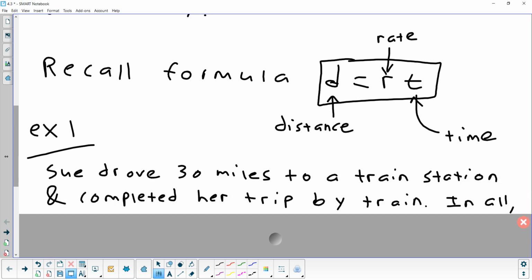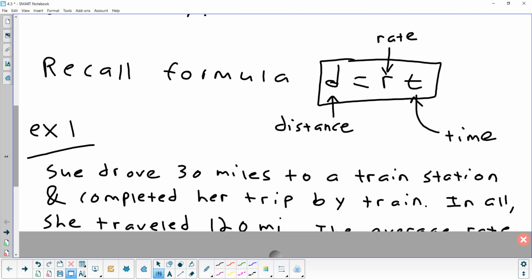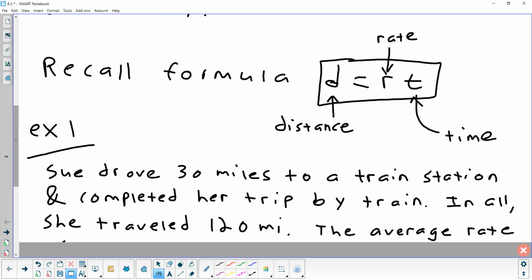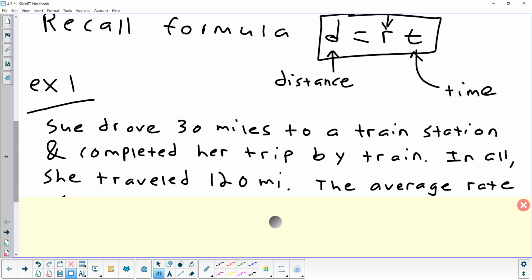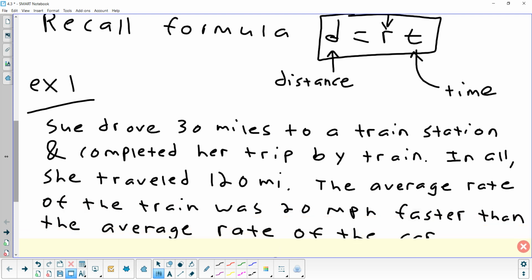It says that Sue drove 30 miles to a train station and then completed her trip by train. She traveled a total of 120 miles, 30 of which were by car. Now, we don't know how fast the car went or how fast the train went, but they do tell us the average speed of the train is 20 miles per hour faster than the average speed of the car.